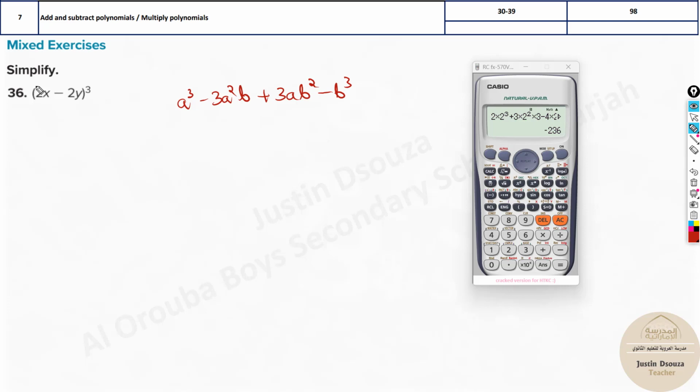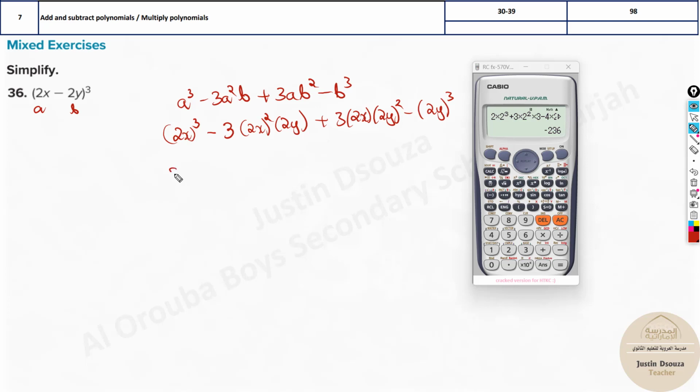So here what is a? a is 2x. What is b? b is 2y. So all you have to do is write 2x the whole cube minus, 3 is a constant, a is 2x square times 2y plus 3 into 2x multiplied by 2y the whole square minus, the last one is minus 2y the whole cube. All you need to do is substitute this.